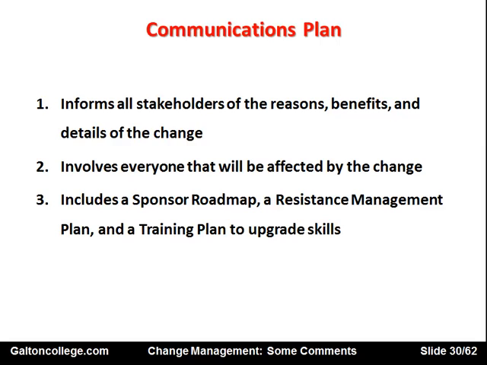It should include a sponsor roadmap, a resistance management plan, and a training plan to upgrade skills. So it should contain a roadmap. The roadmap shows where the company is now, where it wants to be, and how it's going to get there, and what are the staging posts along the way, what it needs to achieve by certain times, and what are the issues that are likely to be encountered at certain parts of the journey from where the company is now to where it wants to be.